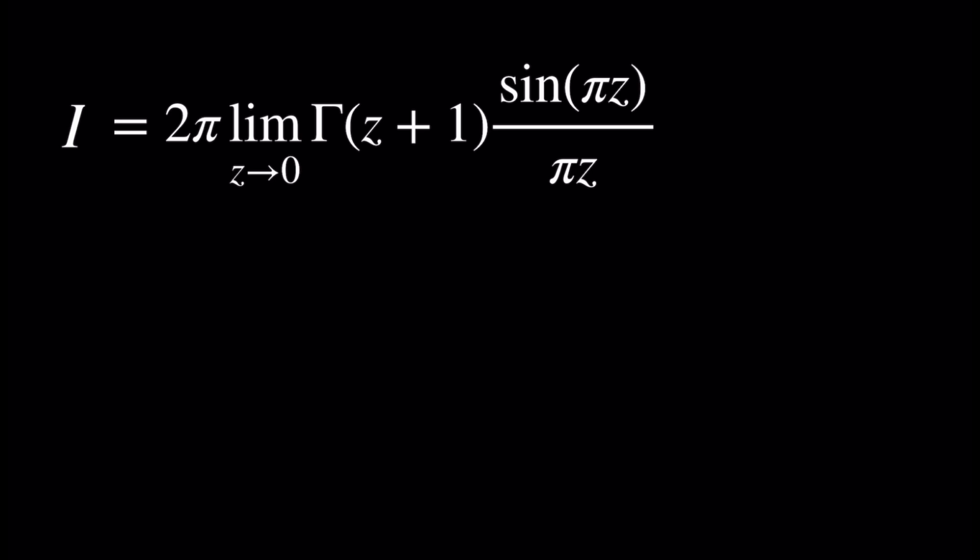Now, the last term, sine of pi z over pi z, tends to 1 as z tends to 0. And gamma of z plus 1 tends to gamma of 1 as z tends to 0. So we get 2 pi times gamma of 1 times 1. But gamma of 1 is just 1, so we get exactly 2 pi. And this is a good place to stop.